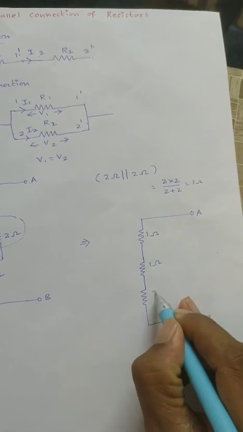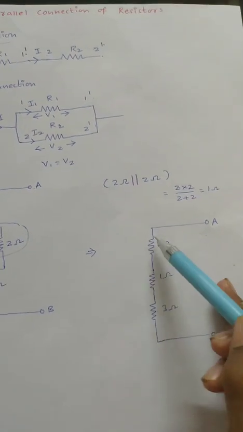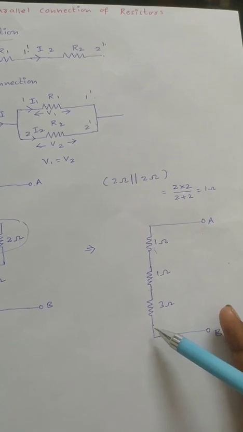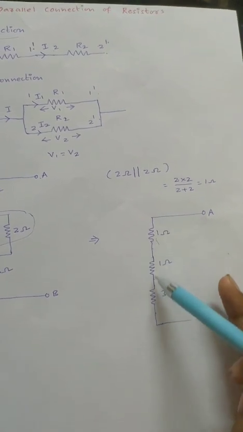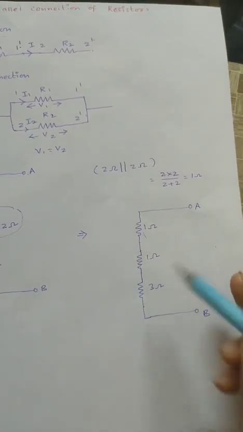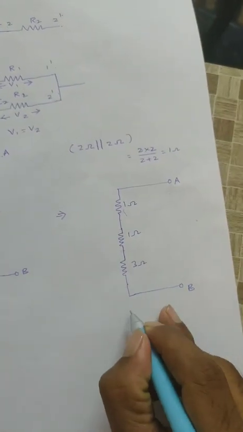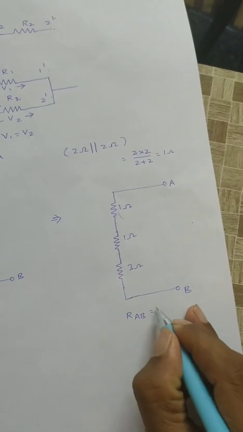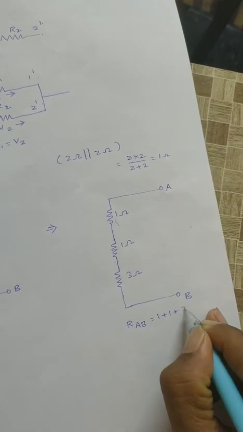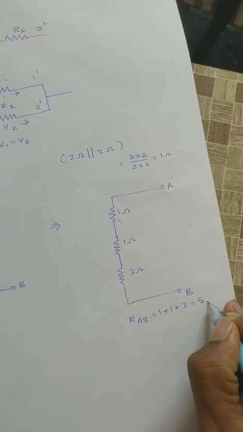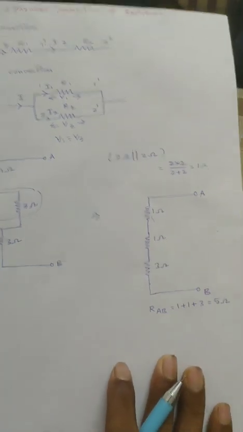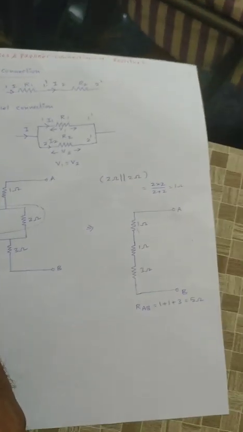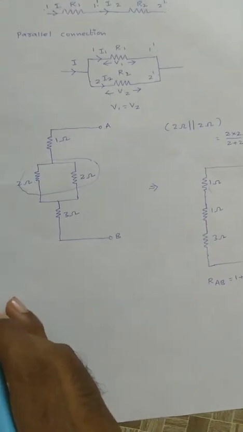1 ohm, 3 ohm. Just see here, the finishing end of one element is connected to the starting end of another element, right? And current is the same throughout the circuit. That means here all are connected in series, right? Then the resistance between A and B terminals will be, in series connection, resistances are added: 1 plus 1 plus 3, that is equal to 5 ohms. Okay, that is about calculation of equivalent resistance.